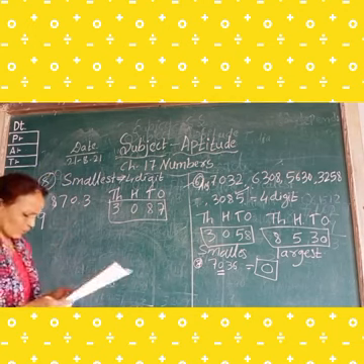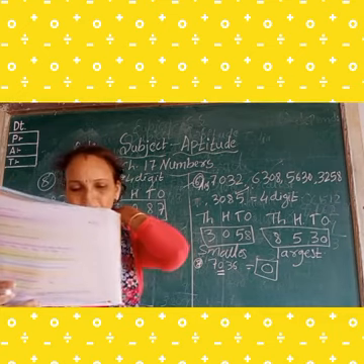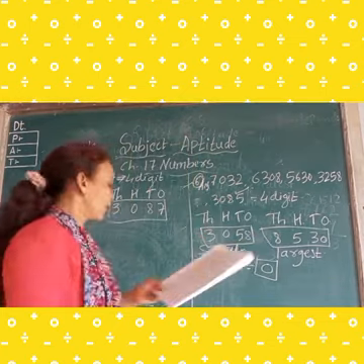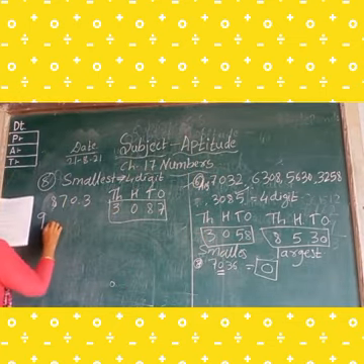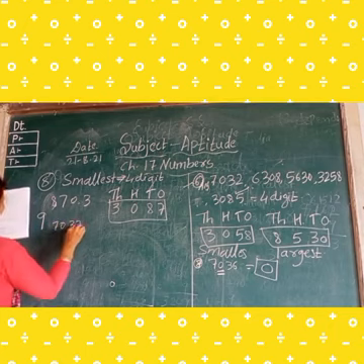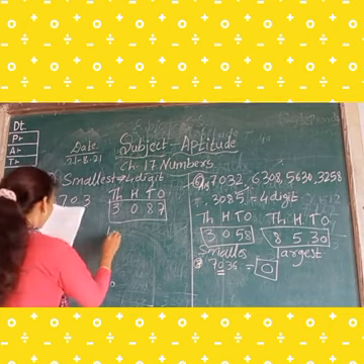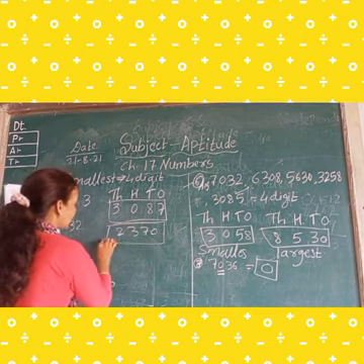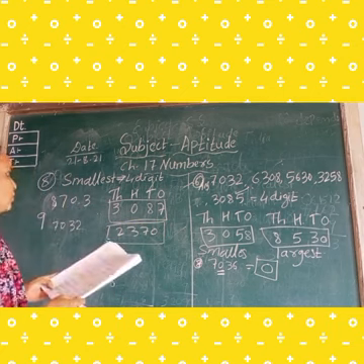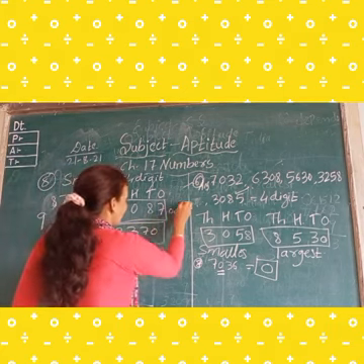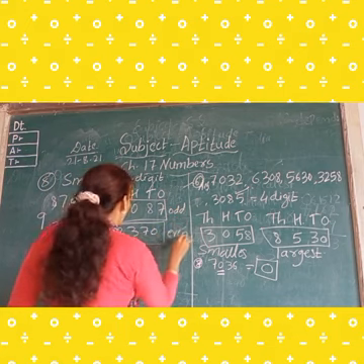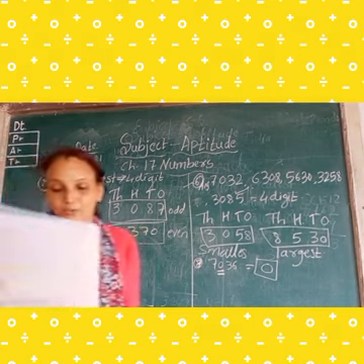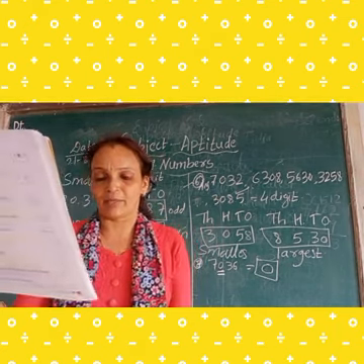Number 9. Write the smallest 4-digit even number that can be formed by using 7, 0, 3, 2. Now we have to use an even number. Our answer is 2370. Okay, so children, this is odd and this is even. How will you know the even number? You have to divide by 2. That time you will get the odd number and even number.